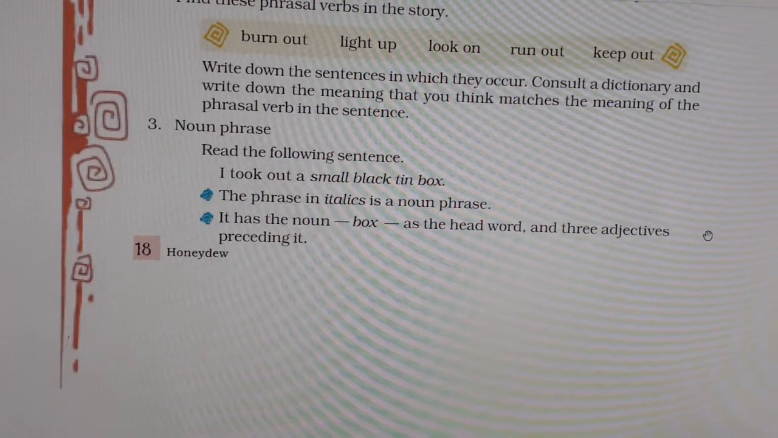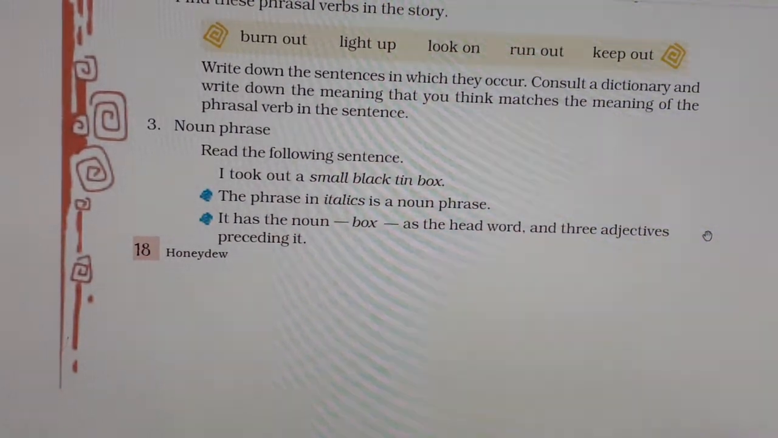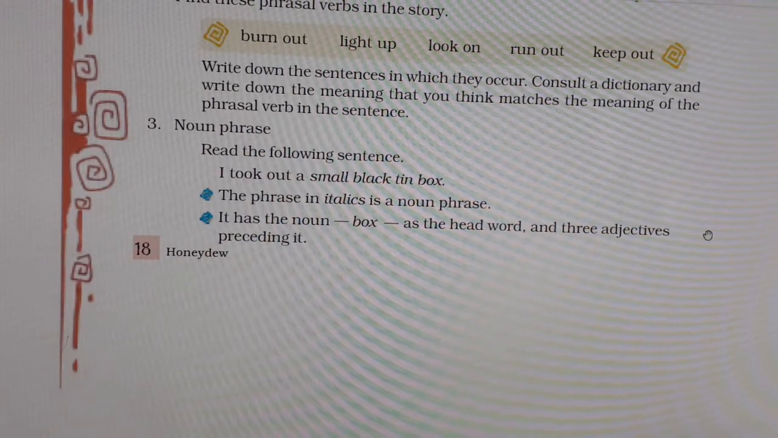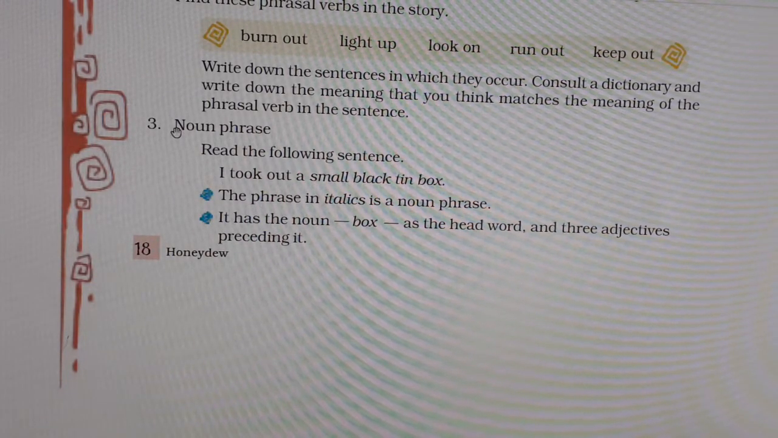Hello dear students. Today we will continue with the working with language part of Unit 1, the best Christmas present in the world. Here, today's topic is a noun phrase.